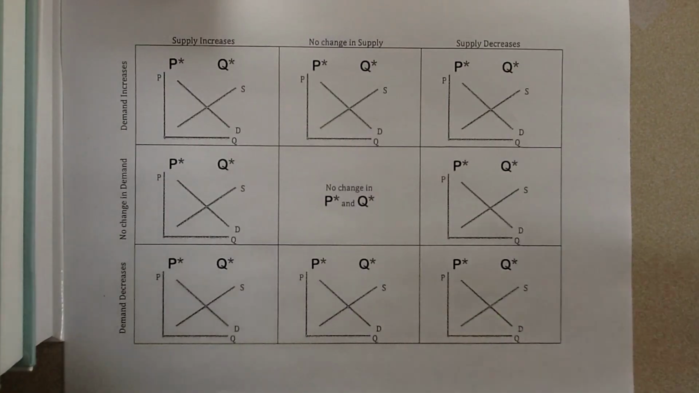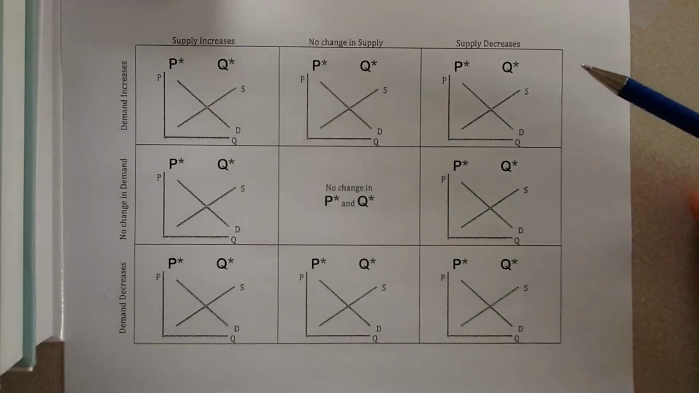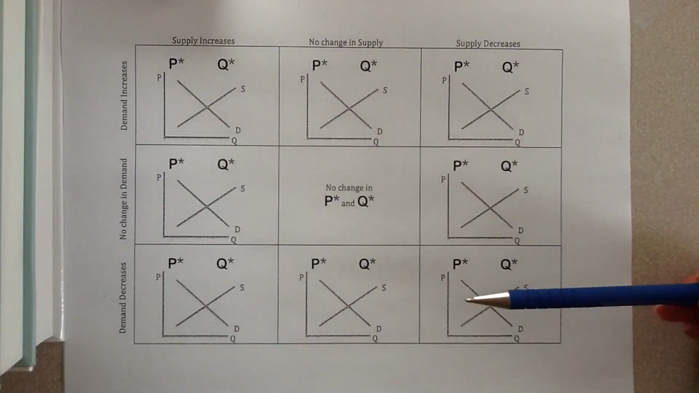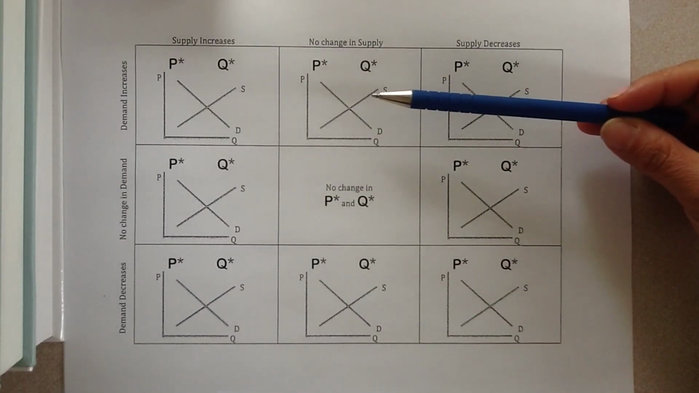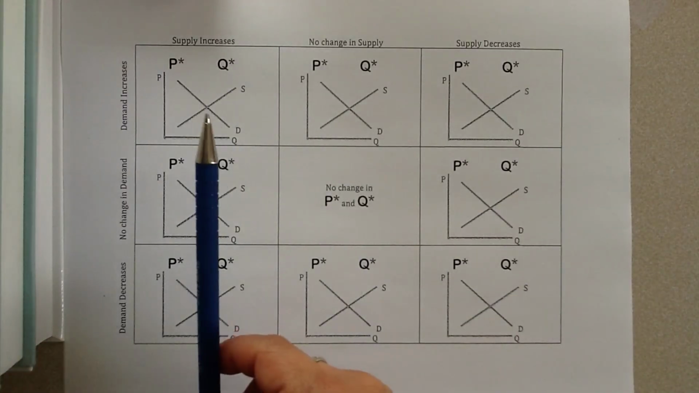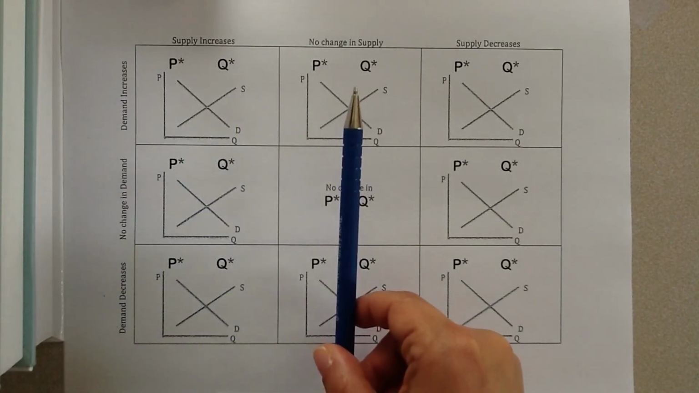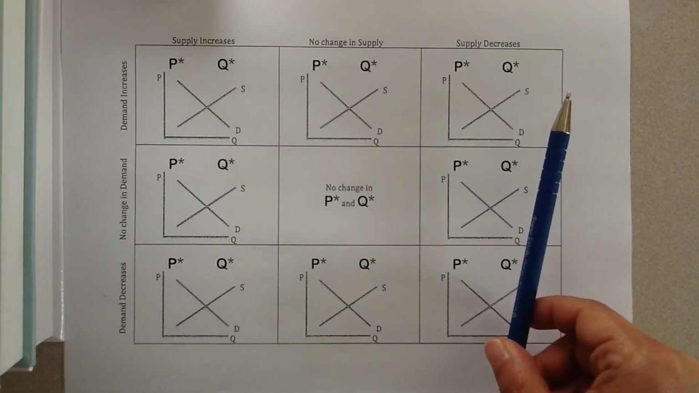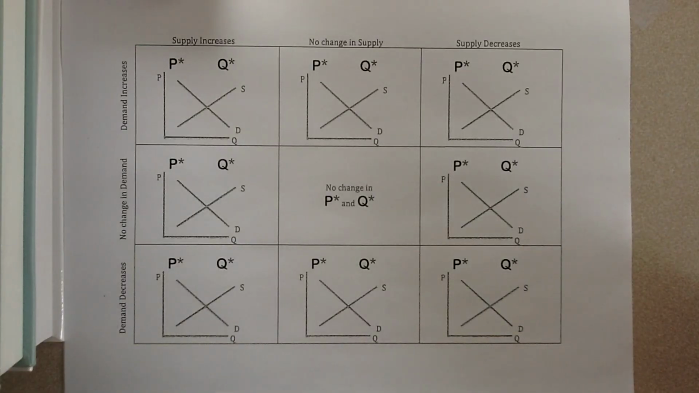So this handout is available on Blackboard, and I use it to go through what happens when the demand and supply curves shift. The rows are talking about what happens to demand: an increase in demand, no change in demand, or decrease in demand, and increase in supply, no change in supply, or decrease in supply. So we're going to find out what happens to price and quantity in each one of these circumstances.